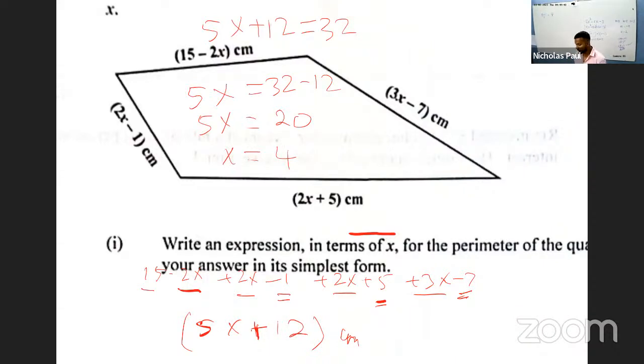Which side here looks like the longest? It will be 2 by 4 plus 5. So that's 8 plus 5, which is 13. Right, but just make sure, try here as well. That's 3 by 4 minus 7. So 12 minus 7. I just want to make sure. So the answer is 13 centimeters as the longest side.